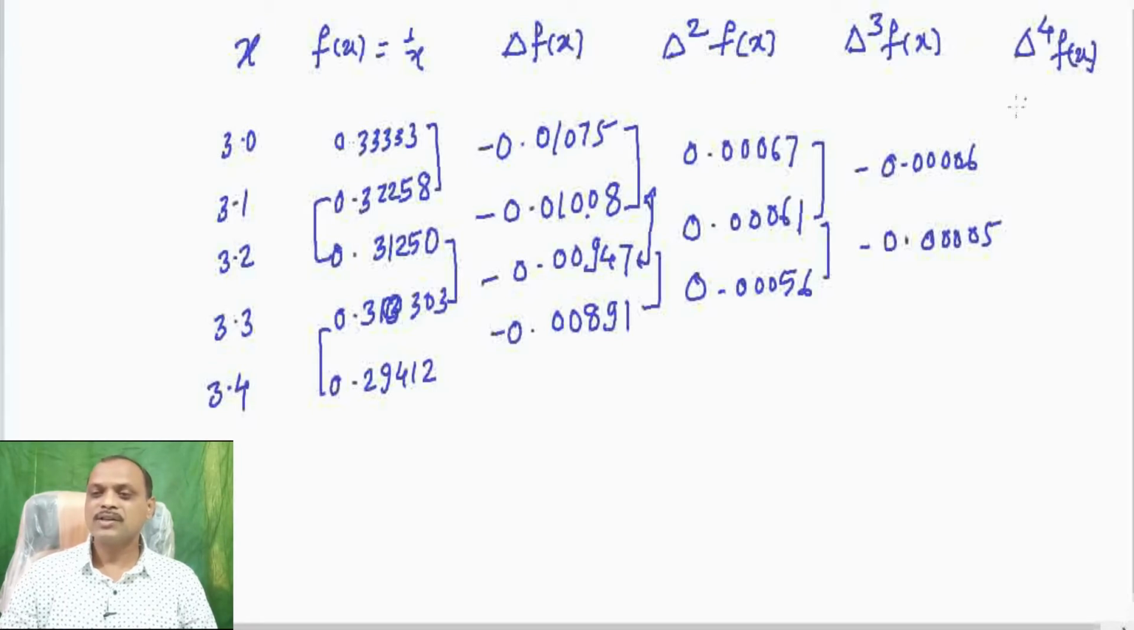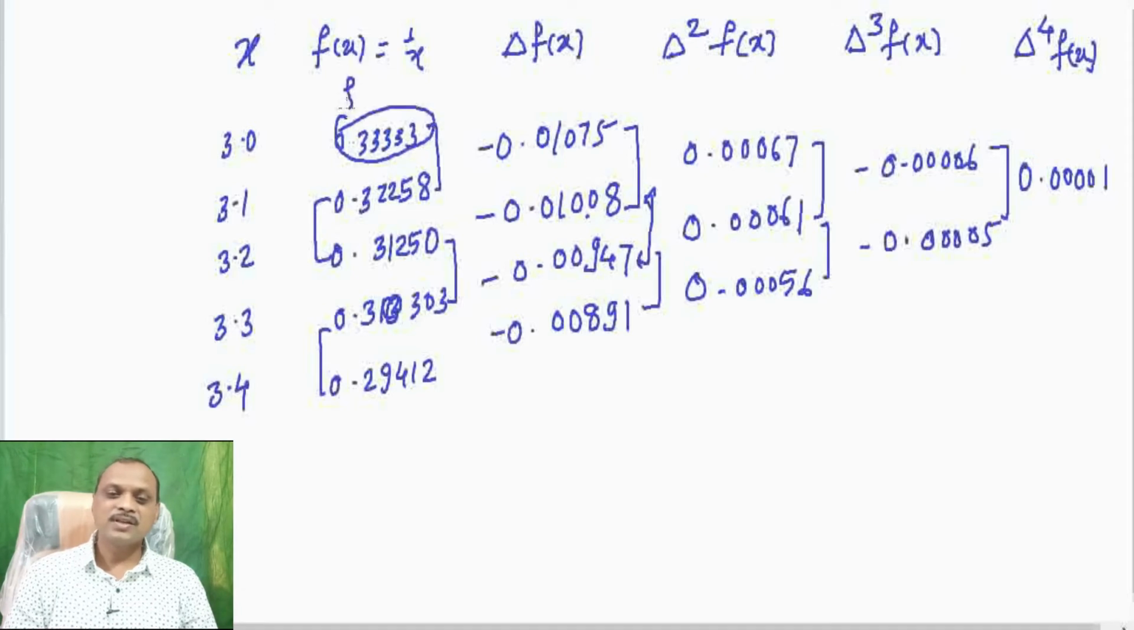So let us calculate the fourth difference of this. That is, we have the differences of the third differences, and here it will be plus 0.00001, it will be plus. Now this term is the value of f of a. This value of f of a is called the leading term. It is always known as the leading term.